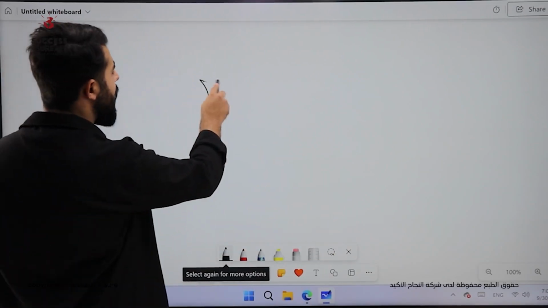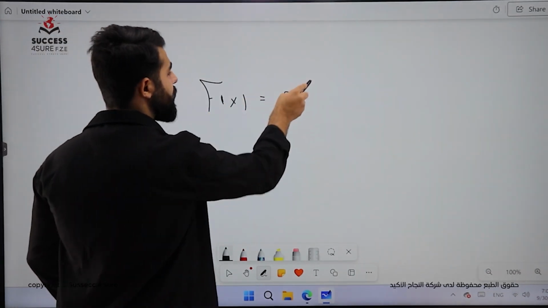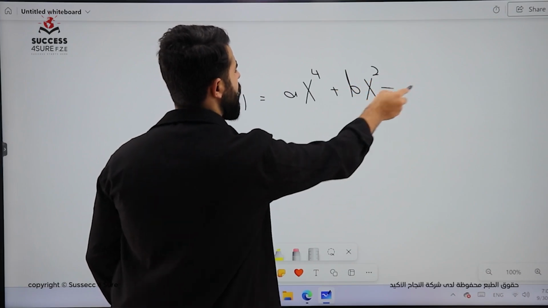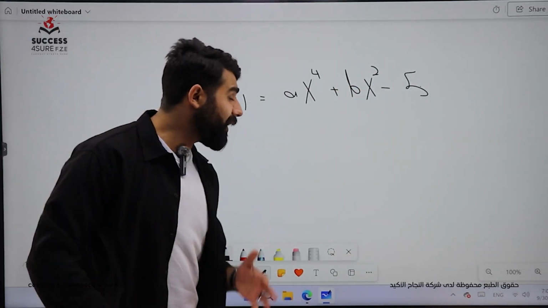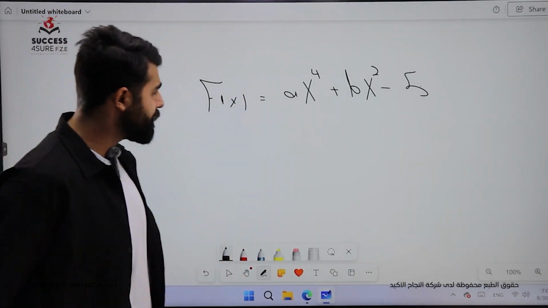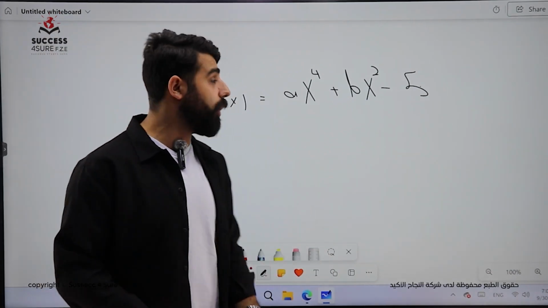Now, assuming that we have f of x equals ax to the power of 4 plus bx to the power of 2 minus 5. If I'm asking you right now, what is the degree of this polynomial? Because to know how to deal with the characteristics of the function, you need to know its degree, and later on you're going to know why.